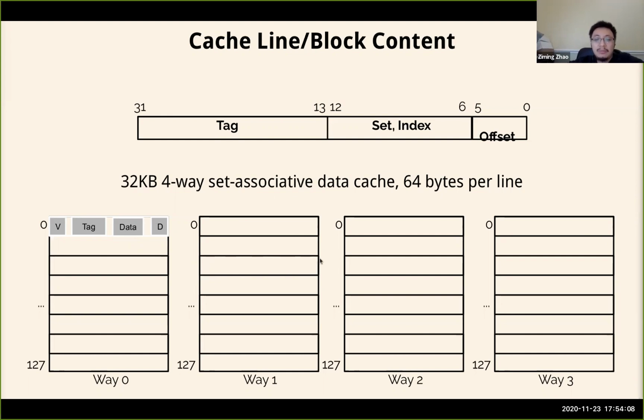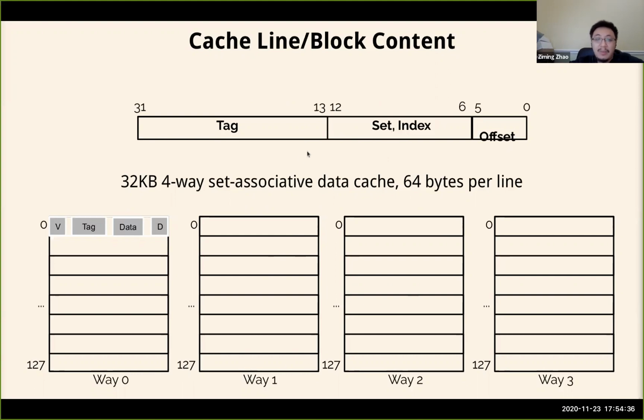We don't need to reconstruct the offset part because we put all 64 bytes in here. We don't need to reconstruct these 7 bits because they will be the same as its index in the cache. If the data is put here, then we know the middle 7 bits will be 127.